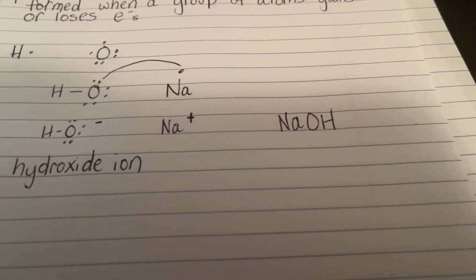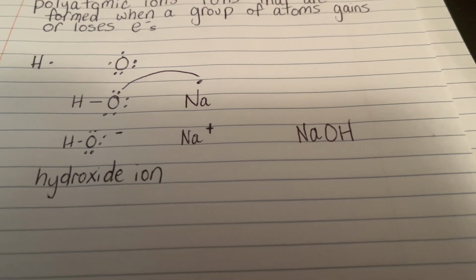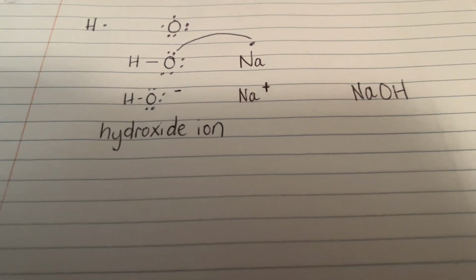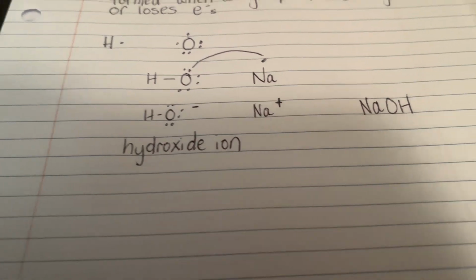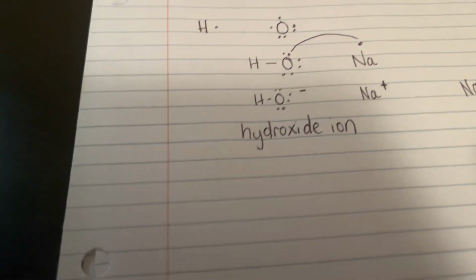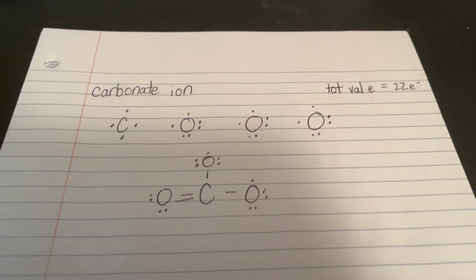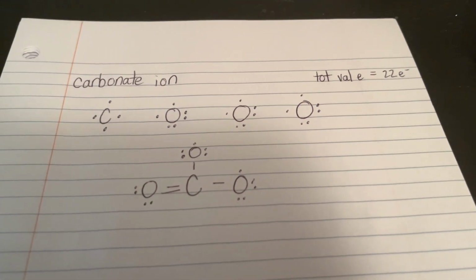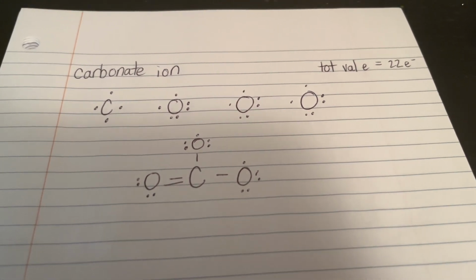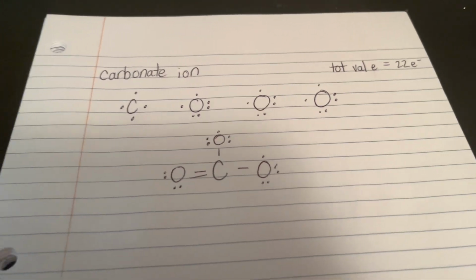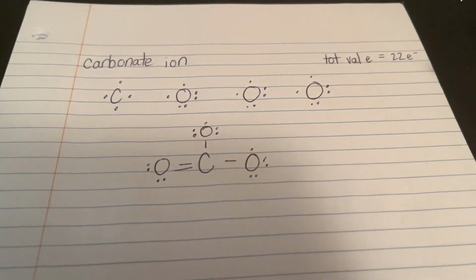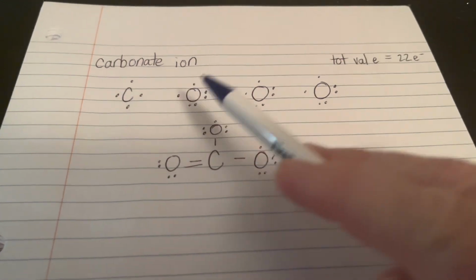So by definition, any ion that has more than 1 atom in it is a polyatomic ion. Okay, let's look at another one in case you guys are confused or wondering what's going on. I want to look at a carbonate ion, okay? In a carbonate ion, I have 1 carbon and 3 oxygen, and these are their Lewis structures.